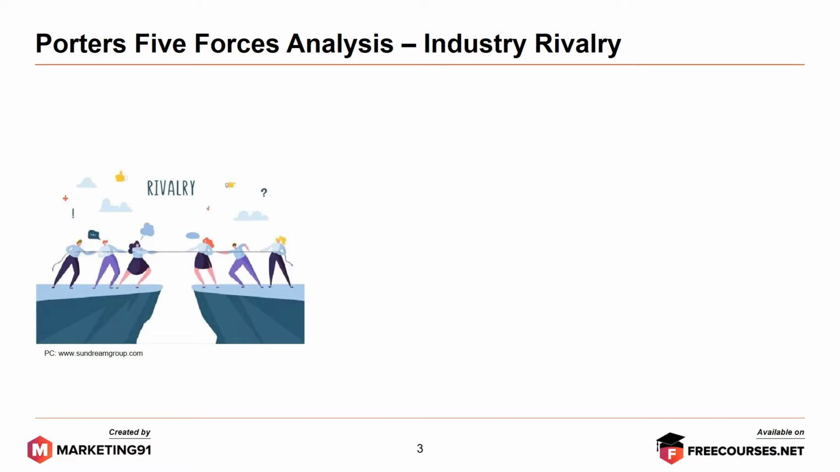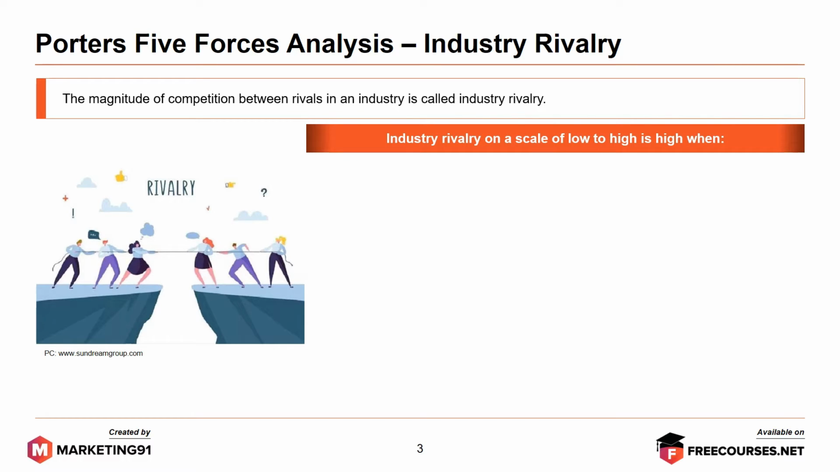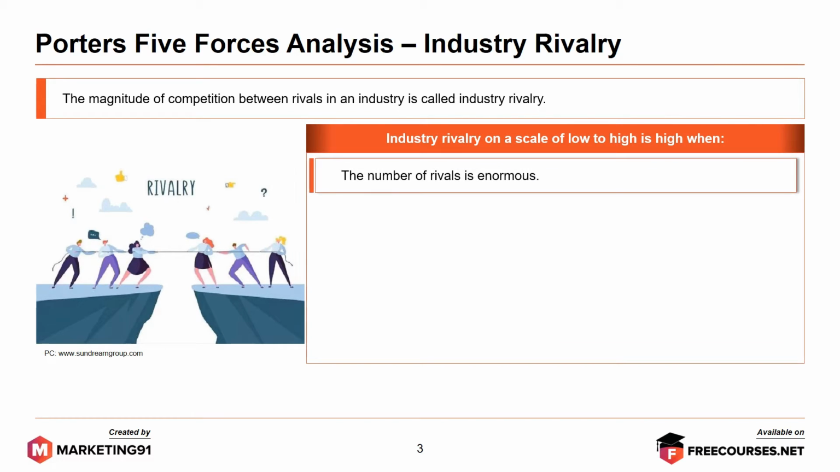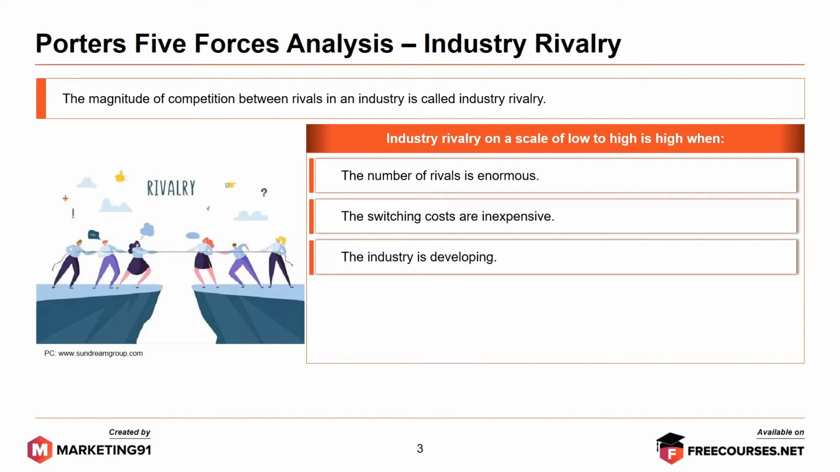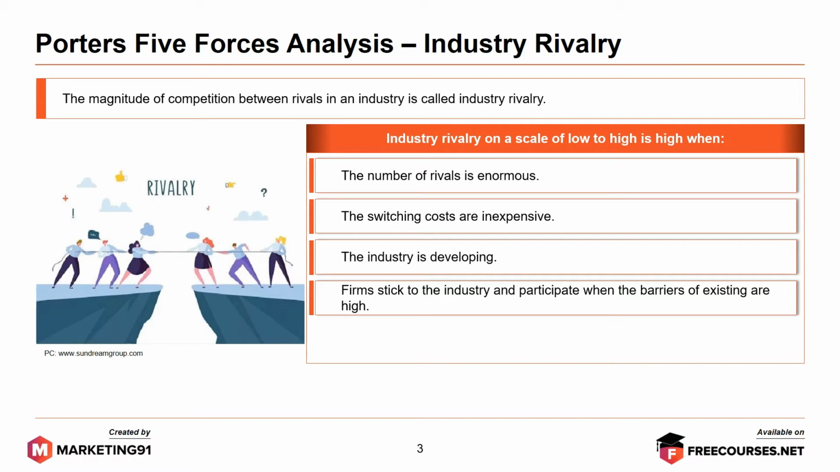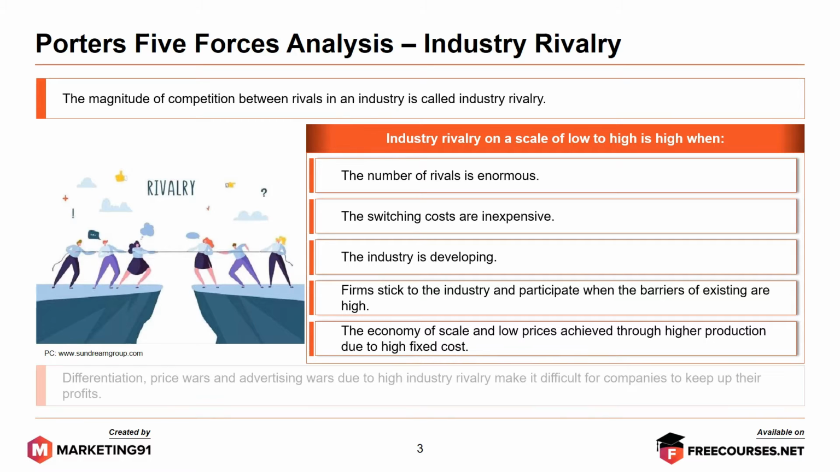Let's look at each one of them briefly, starting with the industry rivalry. The magnitude of competition between rivals in an industry is called industry rivalry. Industry rivalry on a scale of low to high is high when the number of rivals is enormous, the switching costs are inexpensive, the industry is developing, firms stick to the industry and participate when the barriers of exit are high, the economy of scale and low prices achieved through higher production due to high fixed cost, and differentiation. Price wars and advertising wars due to high industry rivalry make it difficult for companies to keep up their profits.